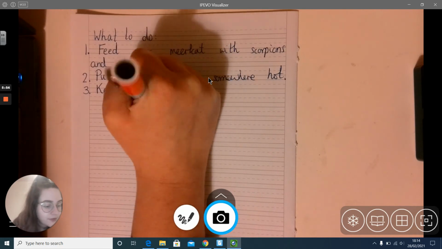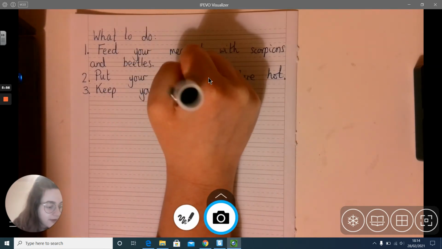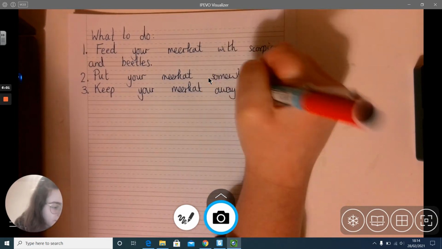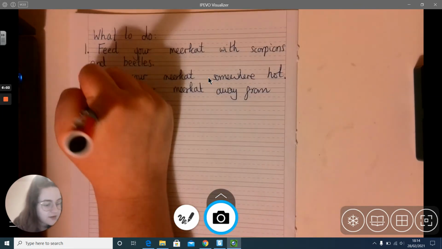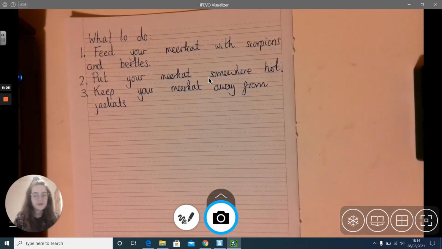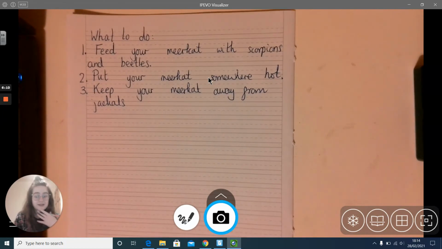Keep your meerkat away from jackals. And then actually I'm not going to write a full stop there. I'm going to use that as my first clause, and I'm going to make this a compound sentence or a complex sentence by using a conjunction, because I think I can maybe elaborate on that. I can explain why you need to keep your meerkat away from jackals. I might use because. Keep your meerkat away from jackals because it might get eaten.